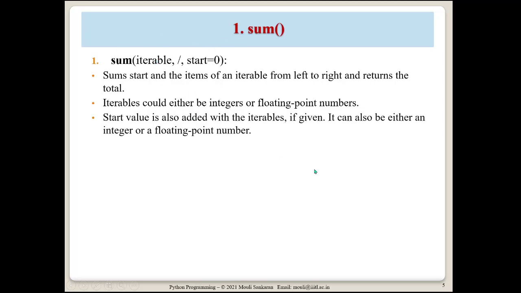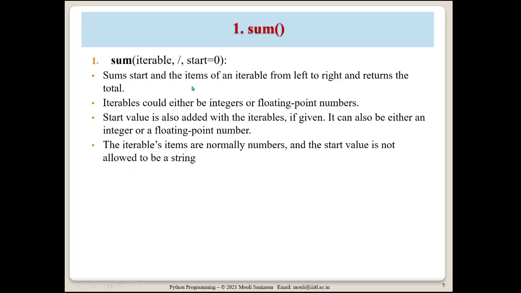So it will take care of doing all the floating point addition if there is one element which is a floating point in the list or in the number. The iterables' items are normally numbers, and the start value is not allowed to be a string. Now all the iterables you need to have as numbers, and you cannot have start as a string.